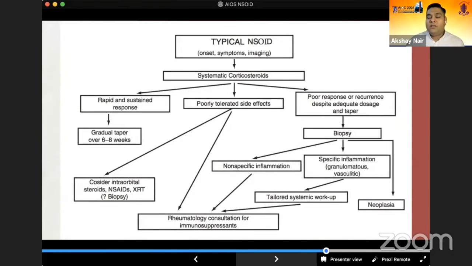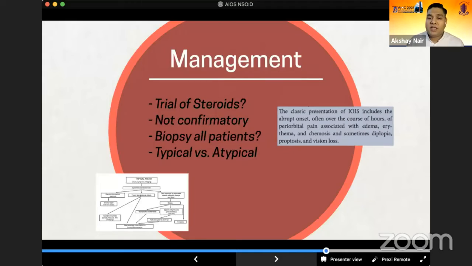Once you image, once you've done your investigations, you can give a short course of systemic corticosteroids. And if you get a good, rapid, sustained response, you taper it off, and that would be the end of it. However, if they don't tolerate it, you should then consider intraorbital steroids, which have a short duration of action, and possibly a biopsy. But if there is poor response, then you should definitely consider a biopsy, because then you're working with something else. And this is where your rheumatologist comes in.